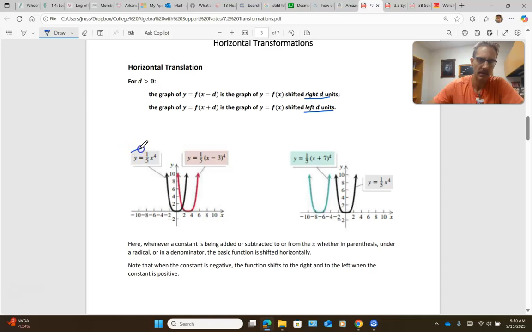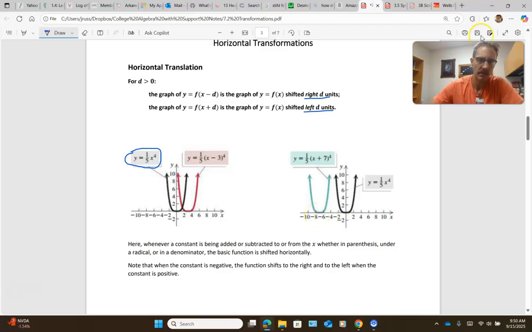So again, we're using the same basic function, but notice, what if we keep the x in parentheses, we still have it to the 4th power, but that exponent's on the outside, and we put a number in there with the x, like a minus 3. Then that shifts it to the right 3 units. Okay, see how it's centered over here at 3? But what if inside those parentheses there's a positive number, say x plus 7? And that shifts it to the left 7 units.